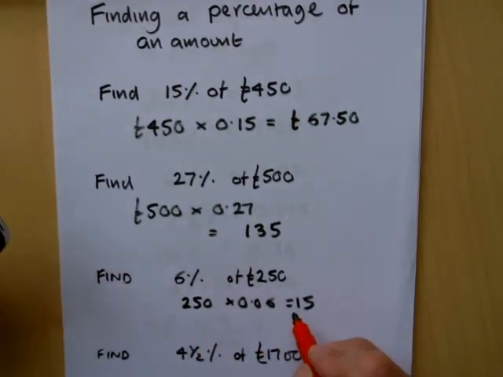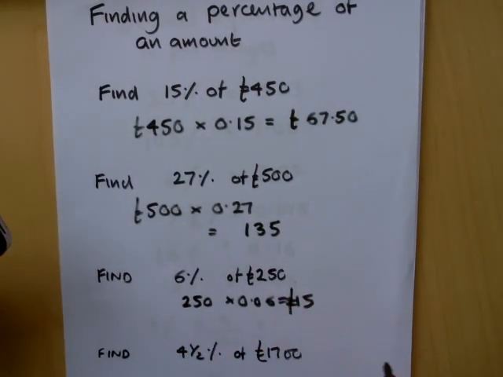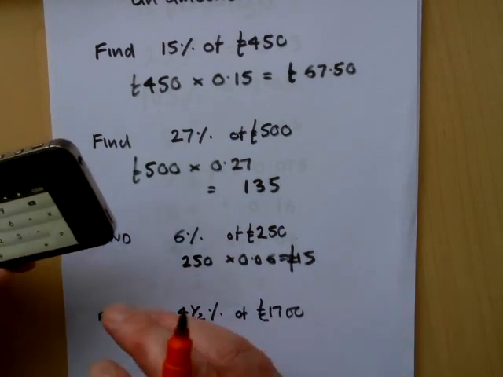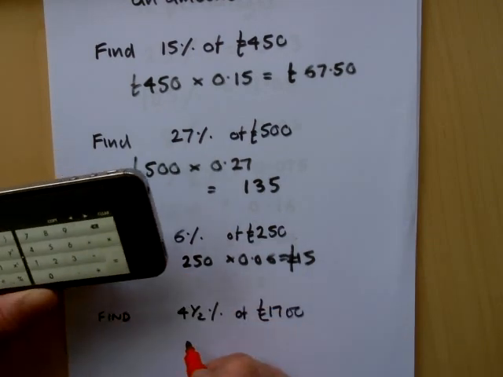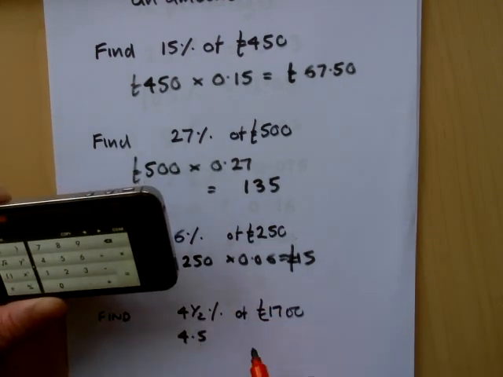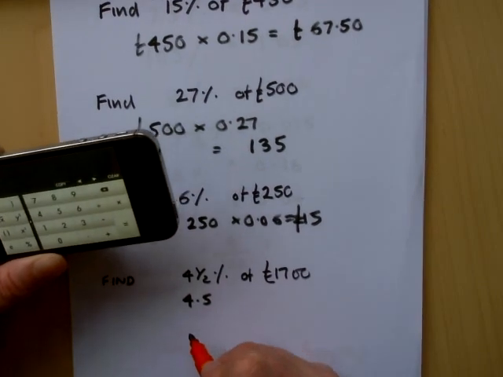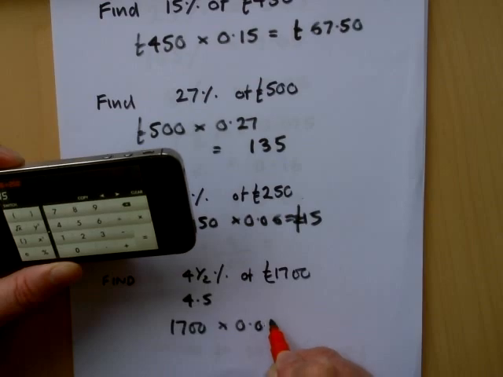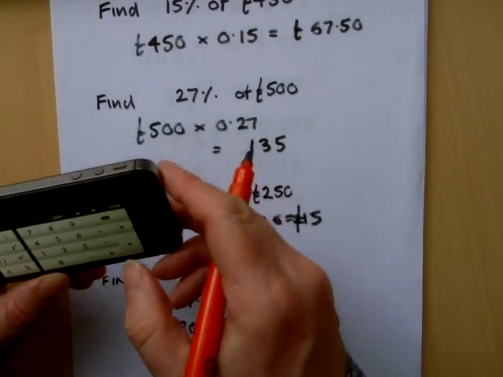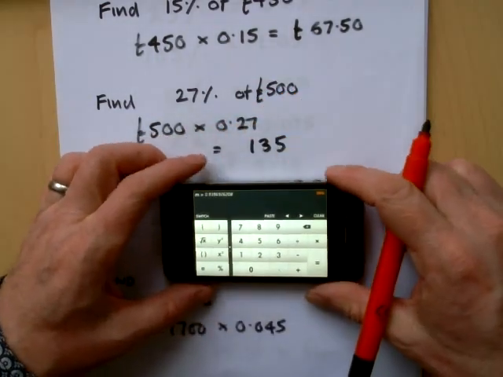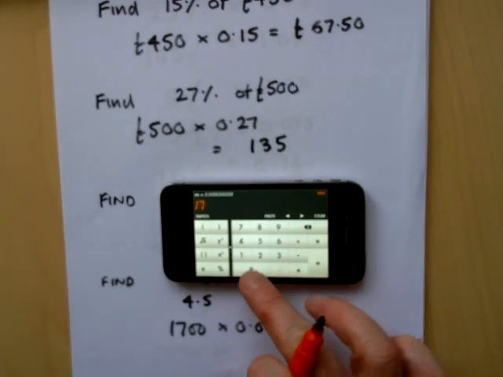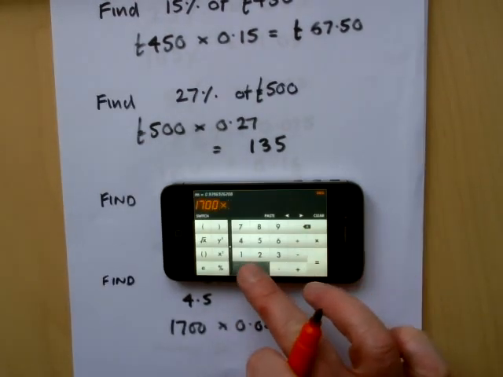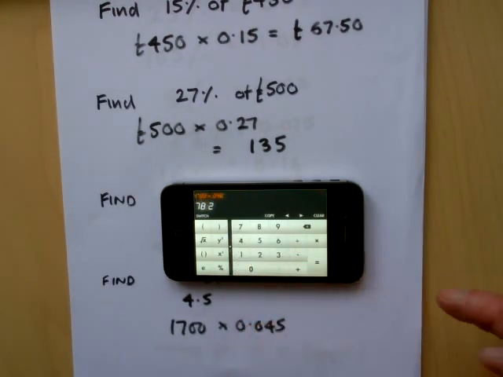Finally, the 4.5%. So what you've got to remember here is that 4.5% as a decimal is 0.045, and then we're going to do 1700 times 0.045. So just type that one through the calculator. So 1700 times 0.045, and we get an answer of £78.20.